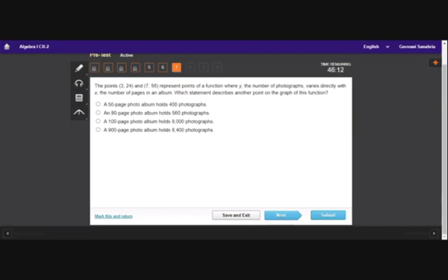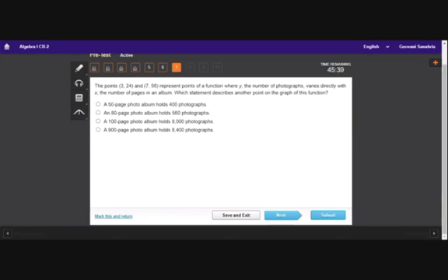So it says y is the number of photographs, and y varies directly with x, the number of pages in the album. So it's some number times x, which is the number of pages. So some number times the pages equals the number of photographs. Okay. Good point.